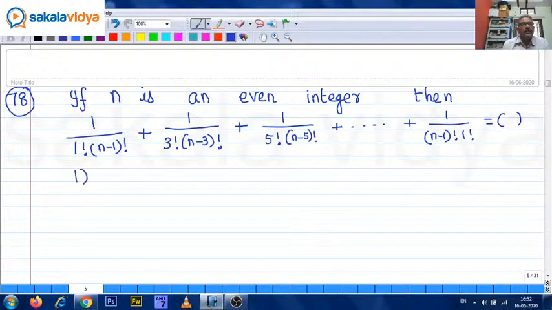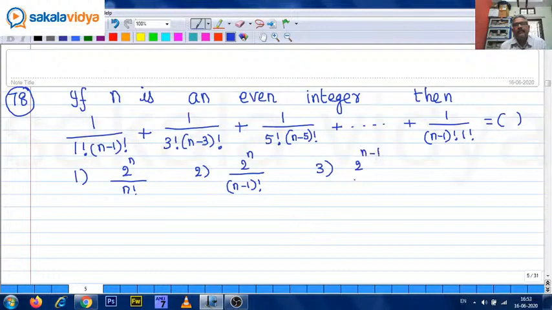The first option is 2 raised to n upon n factorial, second is 2 raised to n minus 1 factorial, third one is 2 to the power of n minus 1 upon n factorial, fourth one is 2 to the power of n minus 1 by n minus 1 factorial. This is the question.